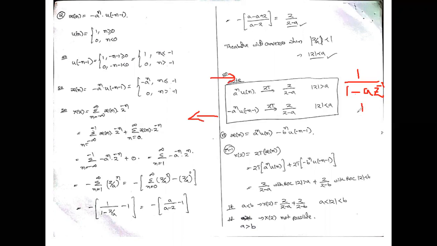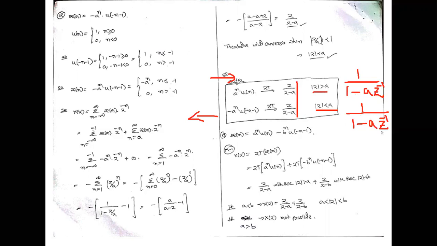For this one also, the Z transformation is the same, 1 by 1 minus a z inverse only. But the ROC is mod z less than a. Both in the positive powers of z, it is z by z minus a and z by z minus a.